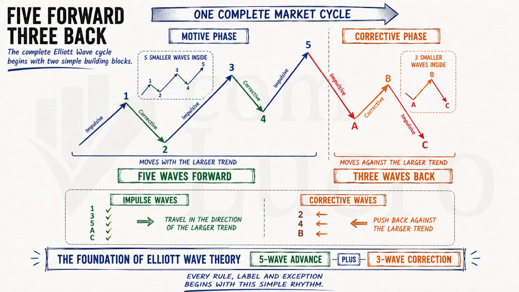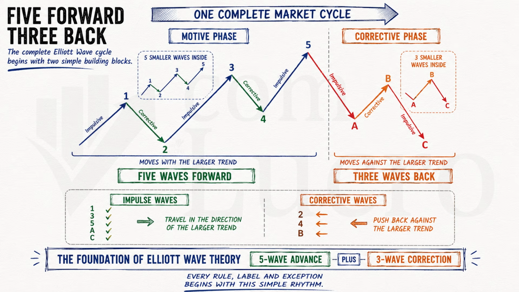Underneath all the labels and subdivisions, Elliott's entire framework rests on 2 building blocks: a 5-wave move that advances and a 3-wave move that pulls back. That 5-wave pattern is the foundation everything else is built on. Every rule, every guideline, every exception in the theory traces back to it. The market pushes forward in 5 waves, then corrects in 3. 5 up, 3 back. That single sequence is the market cycle in its simplest form, and once you can see it, the rest of the theory is detail added on top.